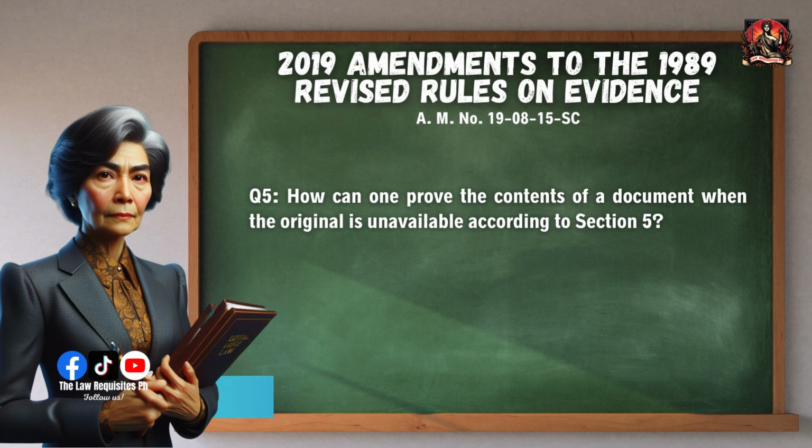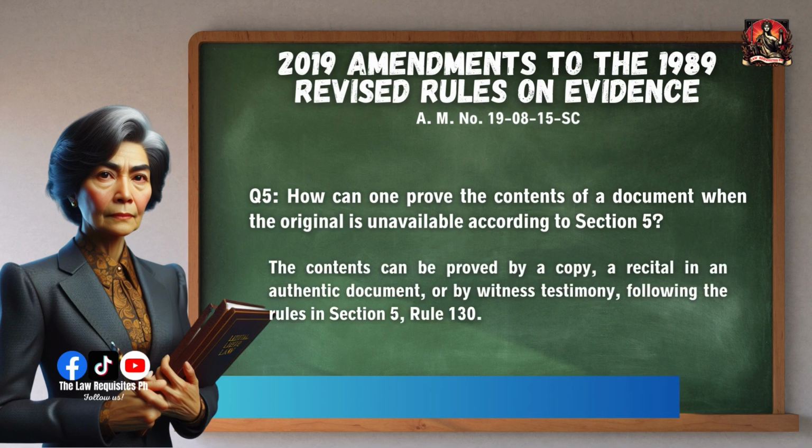Q5. How can one prove the contents of a document when the original is unavailable according to Section 5? The contents can be proved by a copy, a recital in an authentic document, or by witness testimony, following the rules in Section 5, Rule 130.